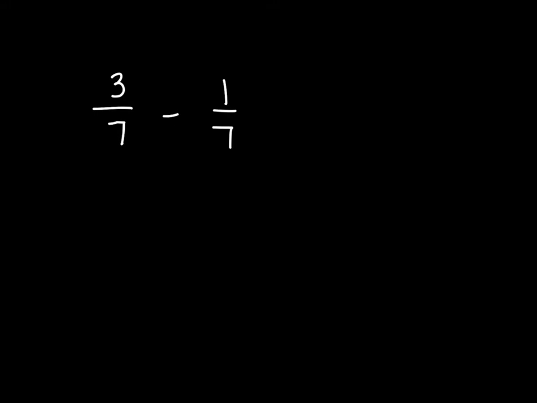Subtracting fractions with like denominators is very similar to adding fractions. We just add or subtract the numerators and the denominator just stays the same. So in this case we have 3 minus 1, which is 2, and we keep the denominator of 7. So that would be 2 over 7.